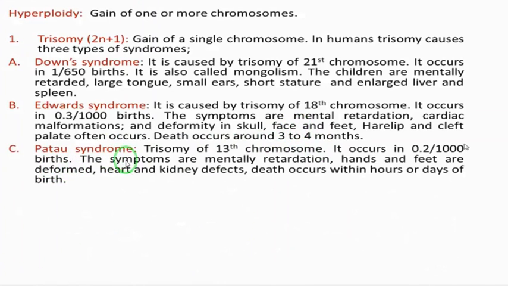Then Patau syndrome. Trisomy of the 13th chromosome, so addition of a chromosome in the 13th pair. It occurs in 0.2 per 1000 births. The symptoms are mental retardation, deformed hands and feet, heart and kidney defects, and death occurs within hours or days of birth. So trisomy produces 3 types of syndromes, but in your book only one syndrome is given, Down syndrome. The remaining I told just for your remembrance.